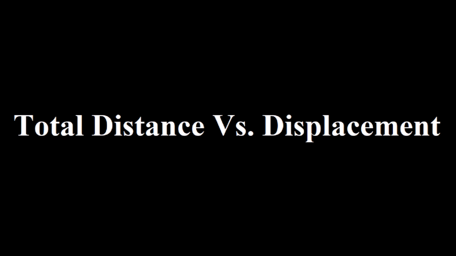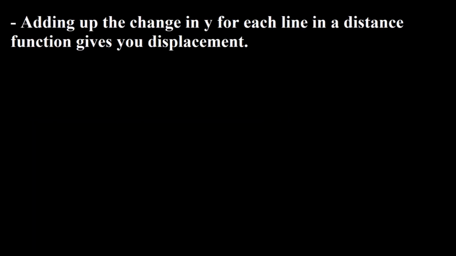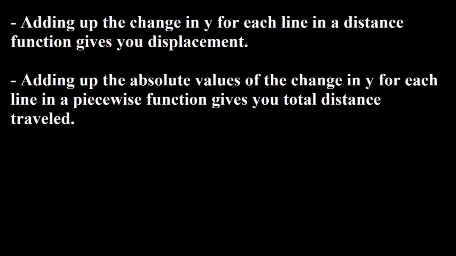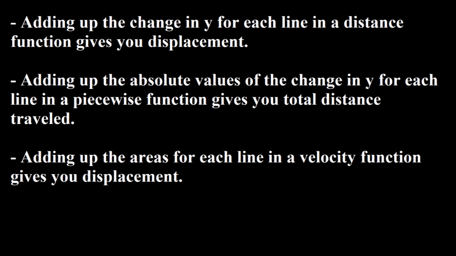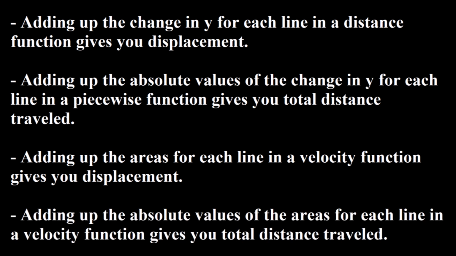To summarize these ideas a little bit more too, adding up the change in y for each line in a distance function will give you displacement. If you add up the absolute values of those changes, making everything positive instead, you will get the total distance traveled. If you add up the areas for each line in a velocity function, you will get displacement. And if you again turn all the negative areas positive and add those up, you will get total distance traveled. And keep in mind that these can be the exact same answers for two different scenarios in distance and velocity.